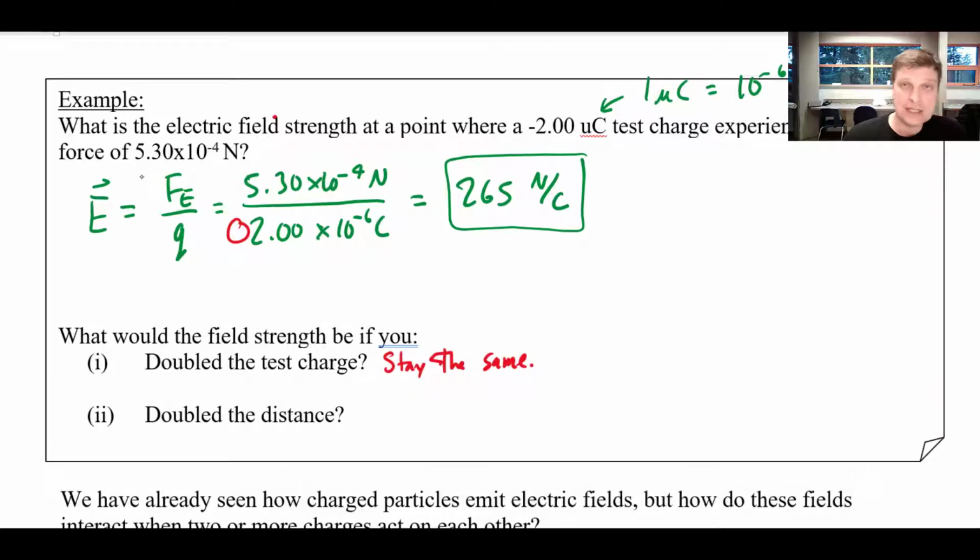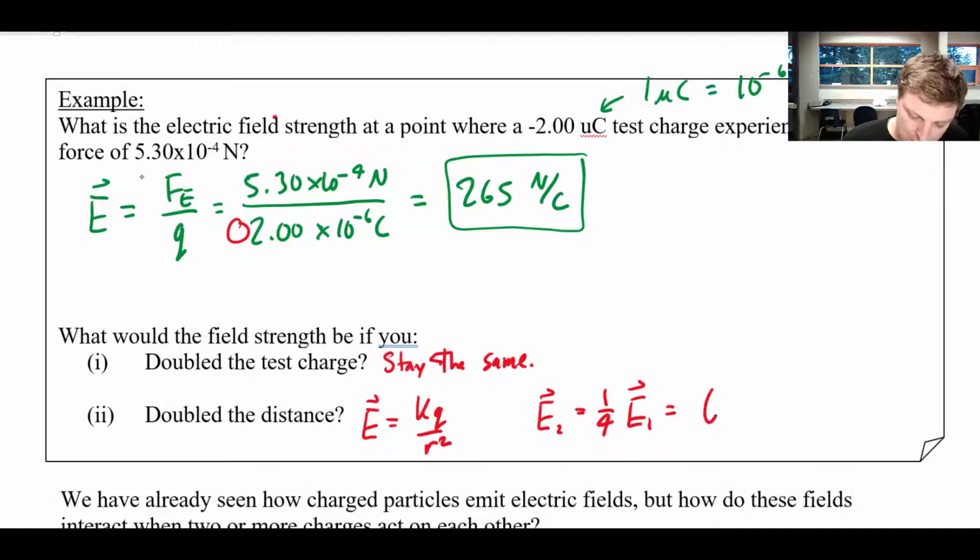But if you double the distance, so if you went twice as far away from the origin, you know that the field strength is kq over r squared. If you double the distance r, then the strength of the field is going to be 2 squared, which is 4 times smaller. So the new field strength would only be 1/4 of E1, and that would end up being approximately 66 newtons per coulomb.